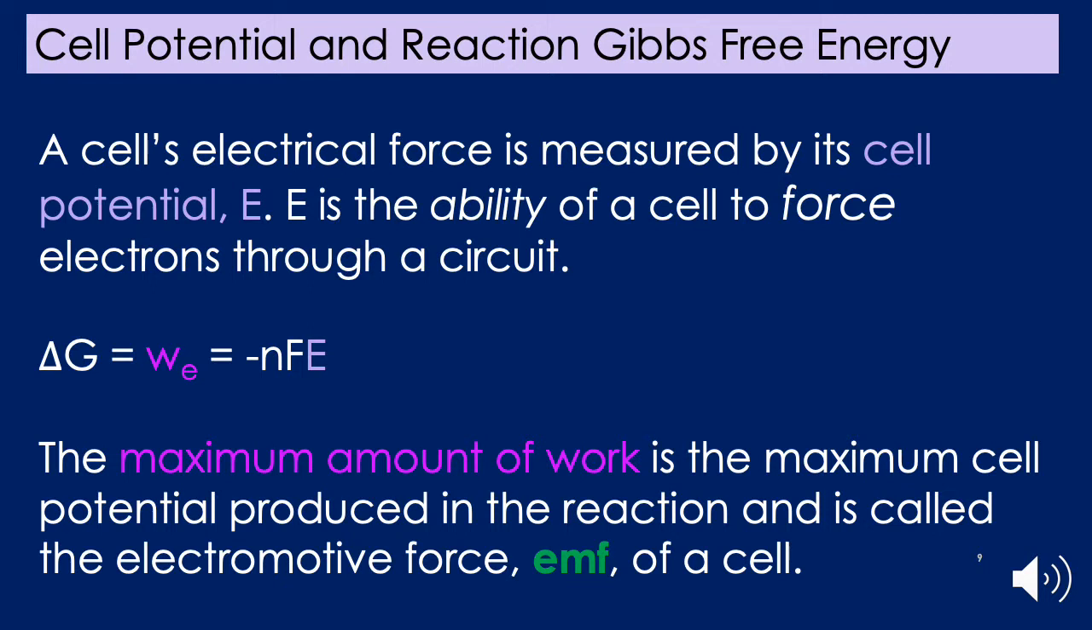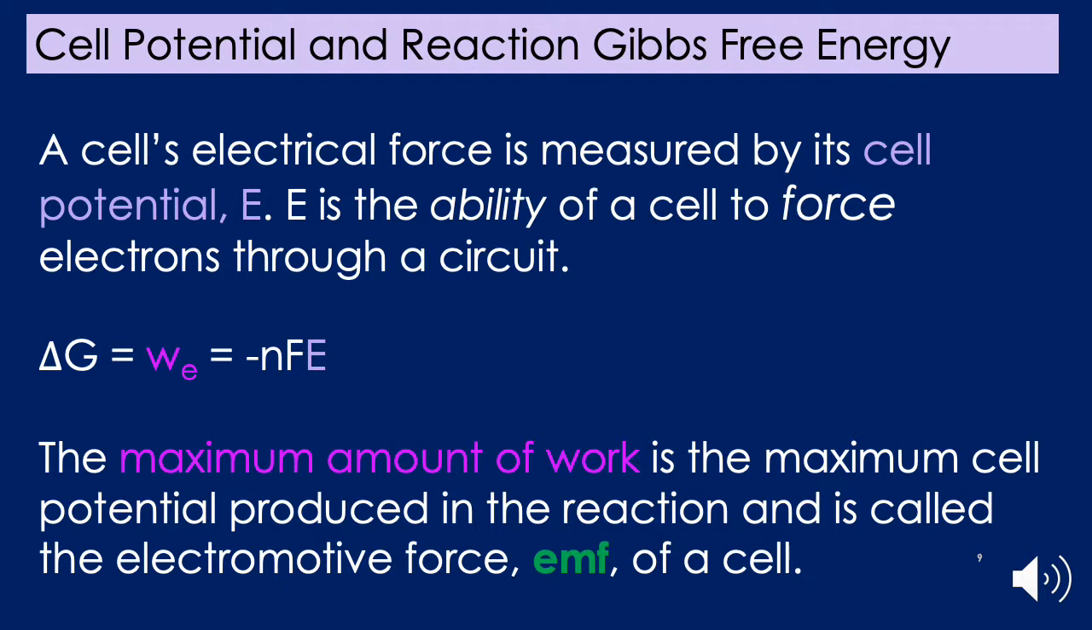The amount of voltage that a cell can produce is called its cell potential. The cell potential is the ability of a cell to force electrons through a circuit. You can calculate each redox reaction's cell potential by using their reduction potentials. We will go over that in the next lecture.